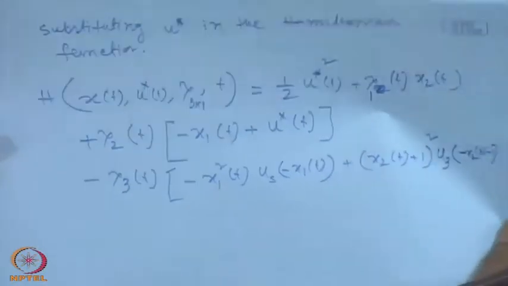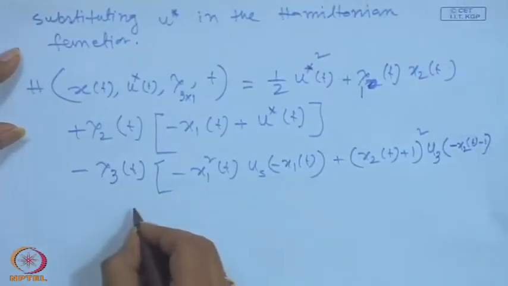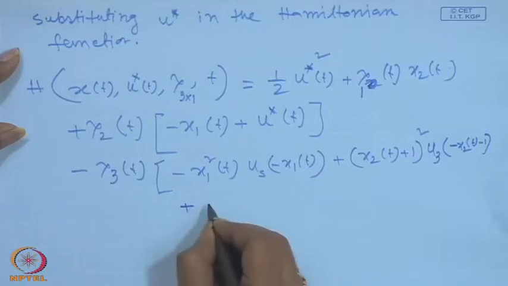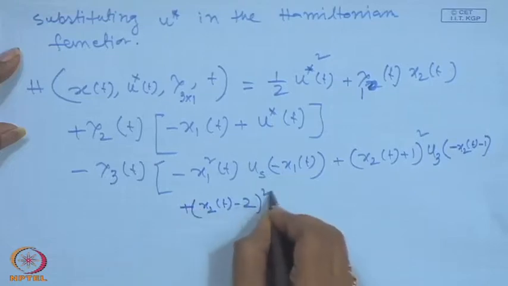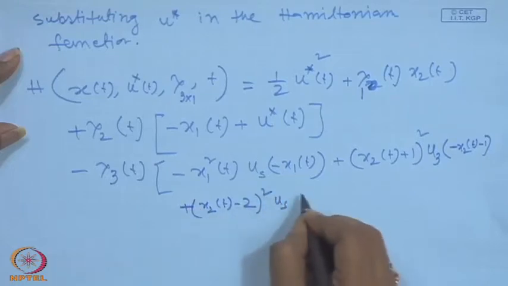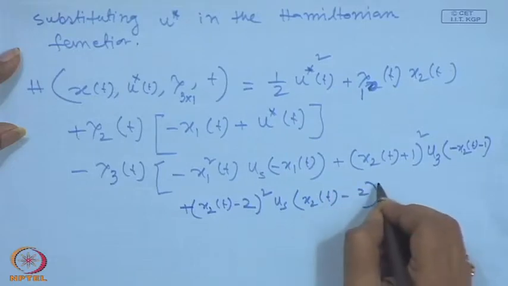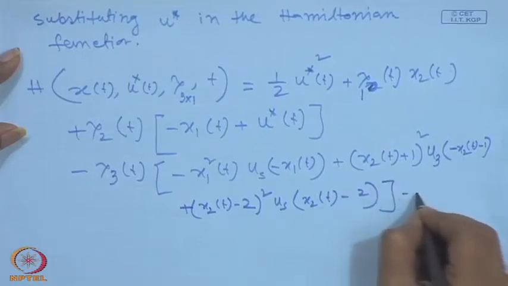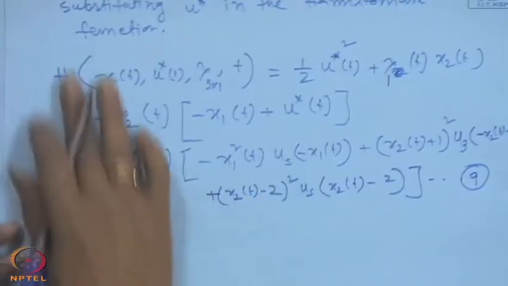Agree? Then minus (x 2 of t minus 2) whole square, u star, x 2 of t minus 2. This is, let us call it equation number 9, we have gone up to 8. Now this we got it.